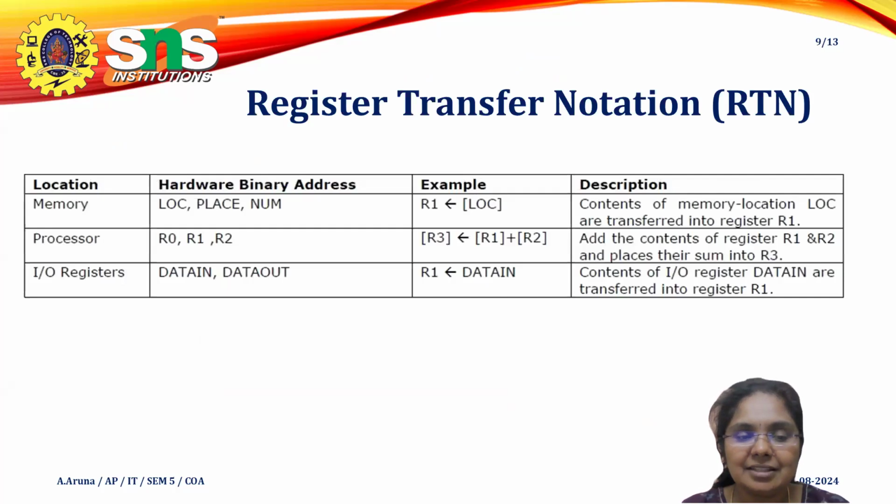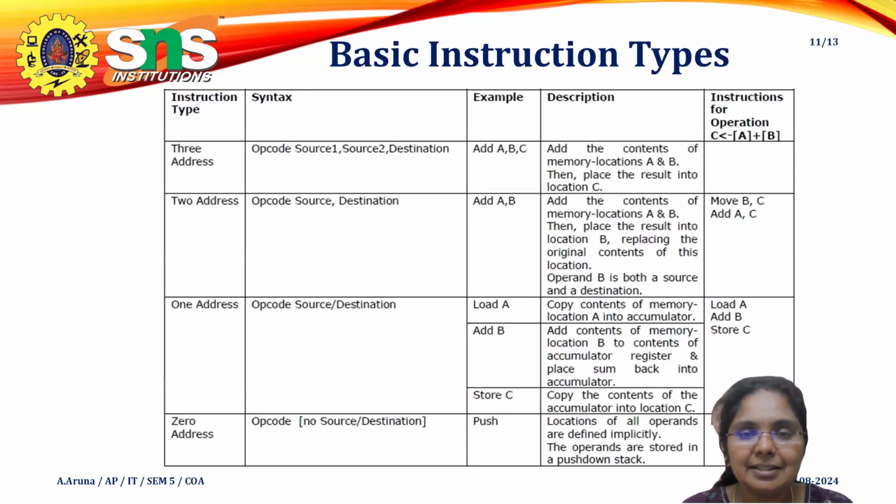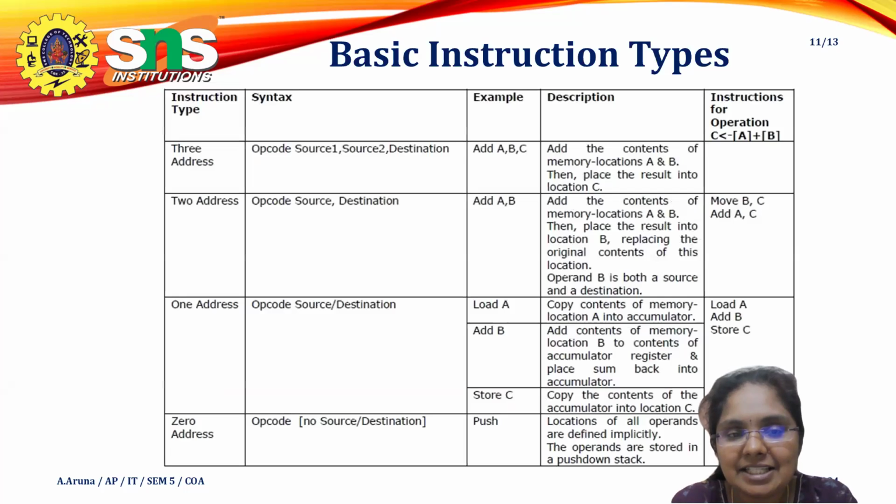These are the various different notations available in our processor. This is assembly language notation, and this is a basic instruction type. An instruction can always be represented in four ways: 0 address, 1 address, 2 address, and 3 address. In 0 address, there is only an opcode, with no source or destination address. In 1 address, you have an opcode along with only one source or destination address.